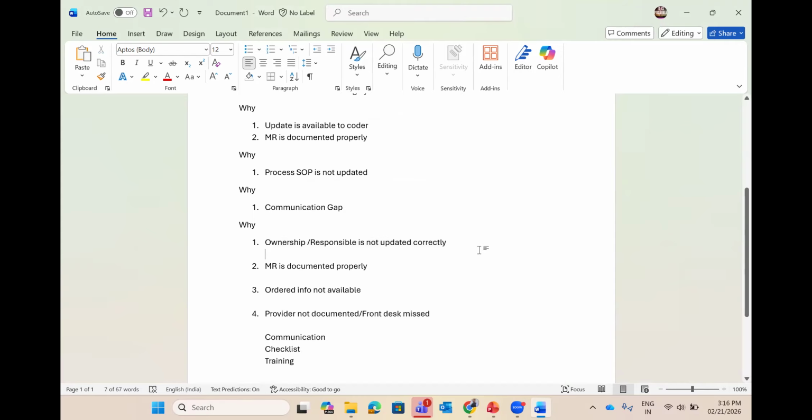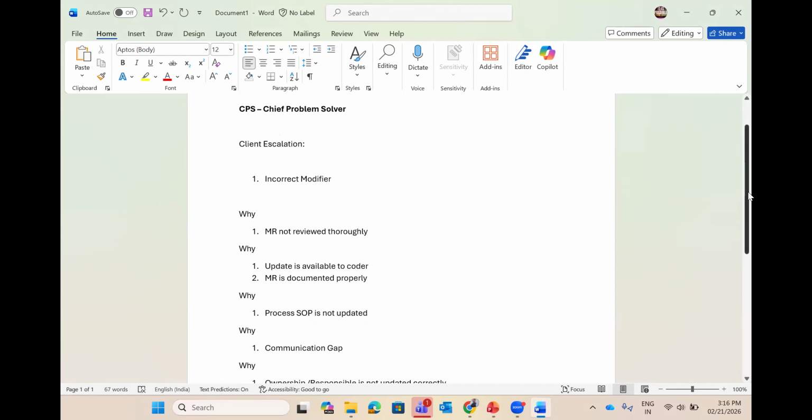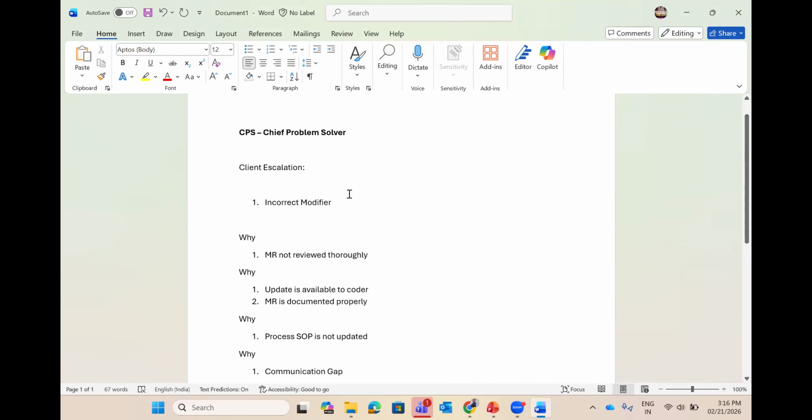Otherwise, you will tell the client, sorry, we missed it, we fixed that. You will fix only the symptom level. For that claim, for example, you add a 25 modifier, and the problem is solved for the symptom, not the root. Understand that, right? So whenever you have any problem, you have to act like a chief problem solver. I am not treating the symptom level; I am going to the root level to solve it.